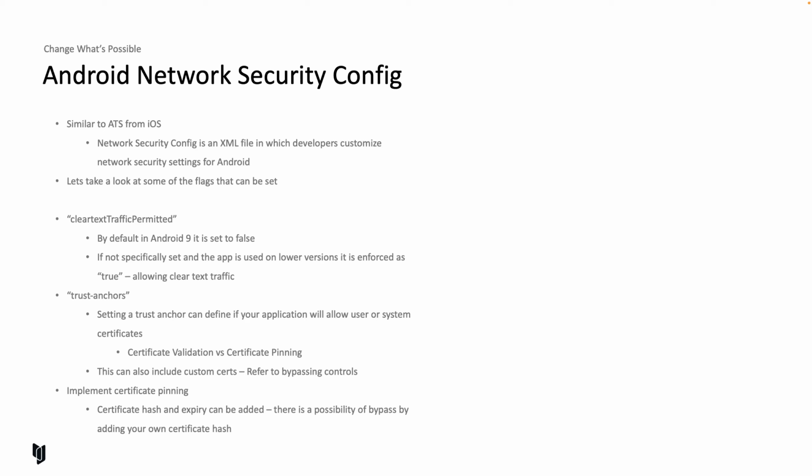Trust anchors can define if your application will allow user or system certs. So you'll actually see in there, if they're setting the trust anchor, it'll literally say user or system. And from that information, you could basically tell, are they doing certificate validation? Are they potentially doing certificate pinning? If they're trusting system certs, are they looking at a specific cert? They could actually be calling out a specific cert in a file within there. And then you can quickly go look, see the cert, pull it out, and change it to your own if you want to intercept anything like that.